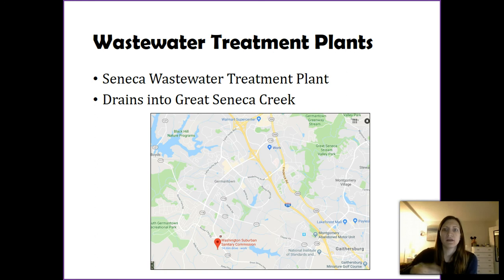If you're in Rockville, more than likely your wastewater is going here as well. Takoma Park is going to be served by a different one. So just keep in mind where this wastewater treatment plant is. Remember, our drinking water plant was off of the Potomac River.